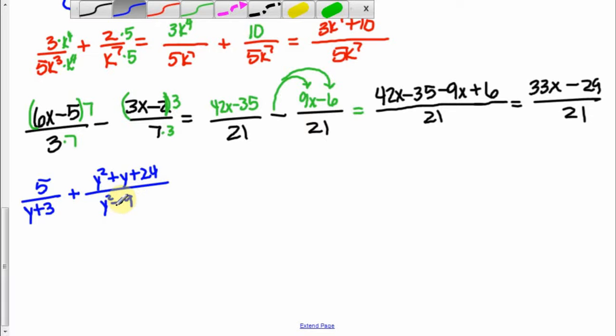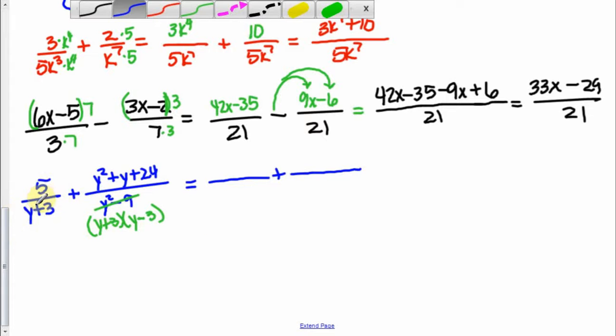So y squared minus 9 factors into what? That's right, y plus 3 times y minus 3, because it's a difference of 2 squares. We do not need to factor the numerator until the end, if it will factor, okay? Because right now we're just trying to be able to add all this stuff together, right? So we don't want to factor it, because if you factor it, you can't add it because it's got parentheses around it and it's written as a product. Okay, so you want to leave the numerator alone right now. We're just going to change the denominator.